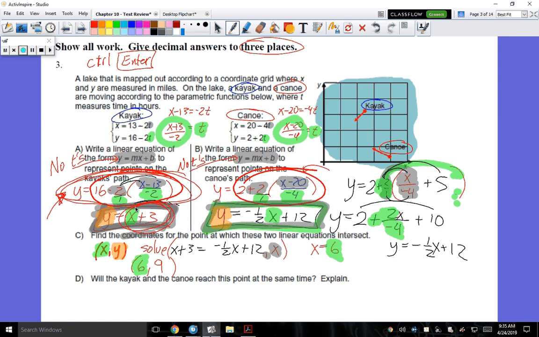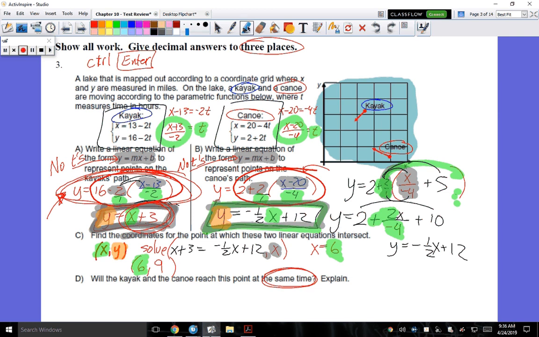Let's now look at part D. It says, will the kayak and the canoe reach this point at the same time? So basically what you're going to do is solve for t and make sure that all of these t's match up. Watch what we're going to do. Let me clear a little bit up here with these equations. I'm using these equations right here, and my goal is to find, are the times going to be the same on all of these?